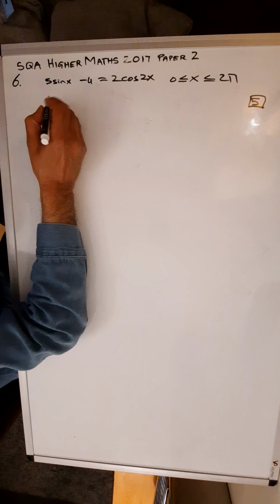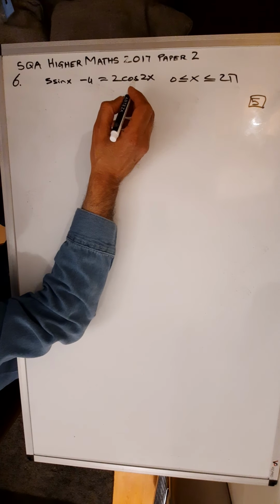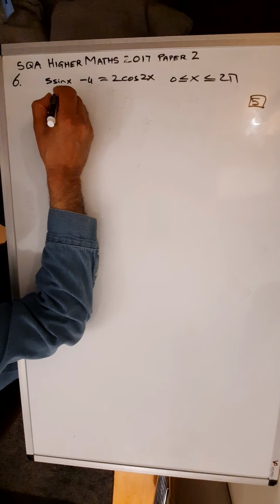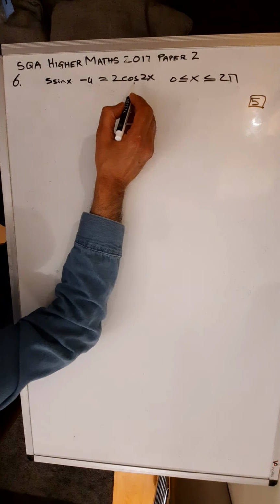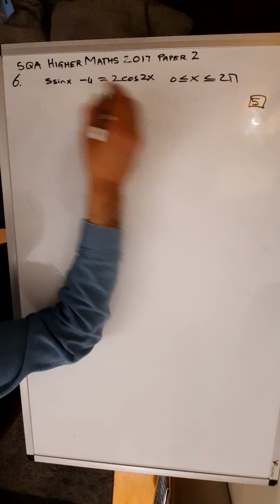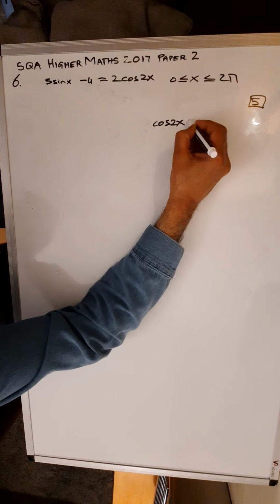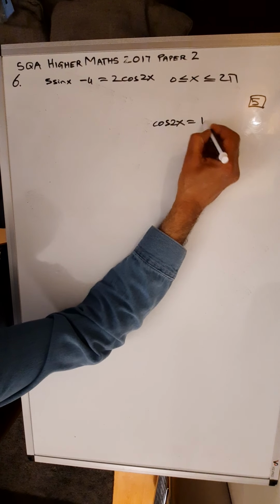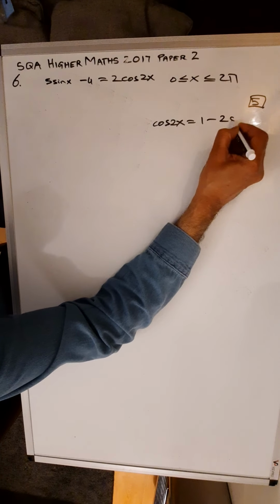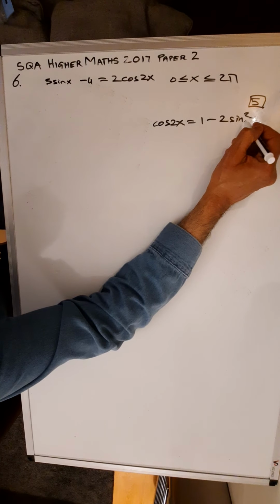7-8 minutes for this question. You need to expand the cos 2x. Because you have a sin x, you need to use the term in cos 2x which has just sin x in it, which is cos 2x is equal to 1 minus 2 sin squared x. That's one of the terms.